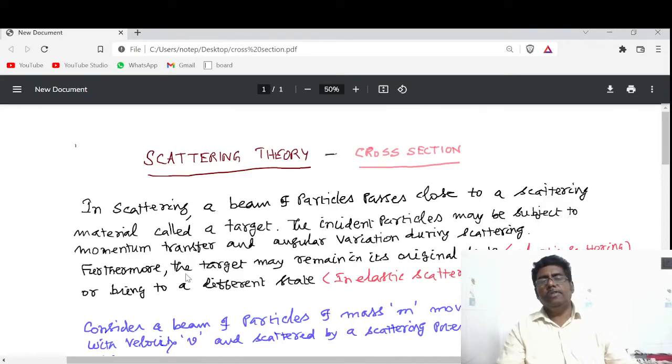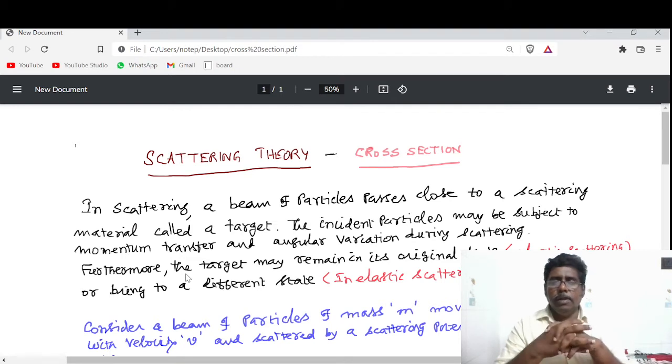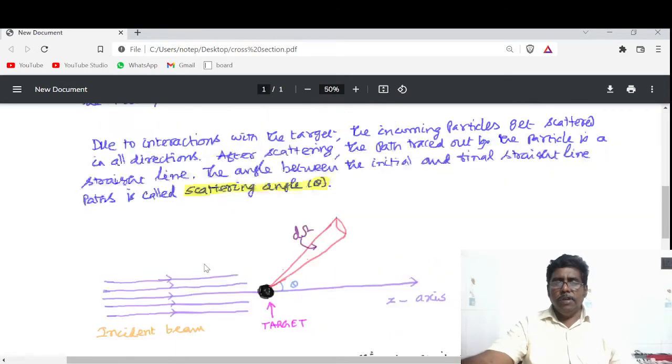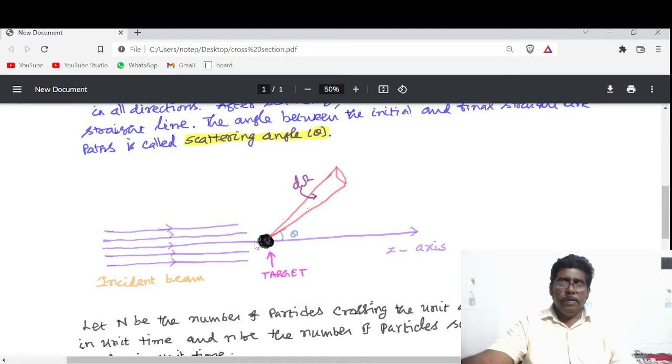So in this presentation we have to talk about scattering cross section. For that we should know the meaning of the word scattering. If the incoming particles are approaching a target material, say a scatterer, they may be subjected to some angular deviation.